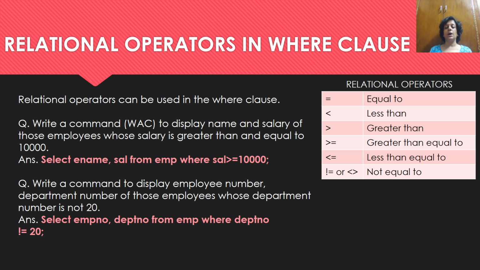Now, to write a command to display name and salary of those employees whose salary is greater than and equal to 10,000, the command would be select ename, sal from emp where sal greater than equal to 10,000. Similarly, to write a command to display employee number, department number of those employees whose department number is not 20, the command would be select empno, deptno from emp where deptno not equal to 20.